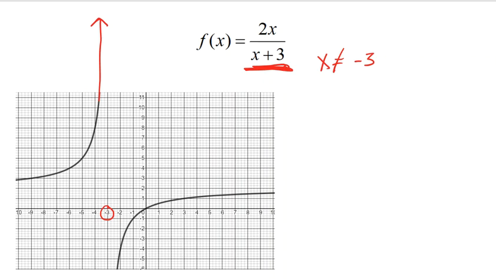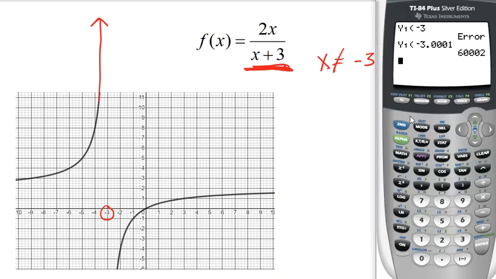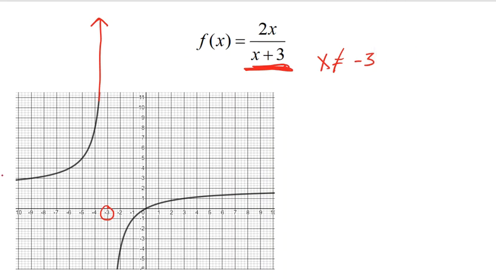Crazy, right? And then I can also check the right-hand side. If I do this again, Vars, Y-Vars, Function, Y1, -2.9999999, just to the right. I'm approaching -3 from the right. Look at that number. That number's huge. I'm way down towards negative infinity. So obviously, all three things are not matching up. There's no point at -3. The left side's going up, the right side's going down. That is a discontinuity. Okay?